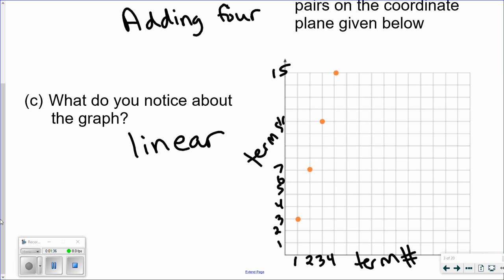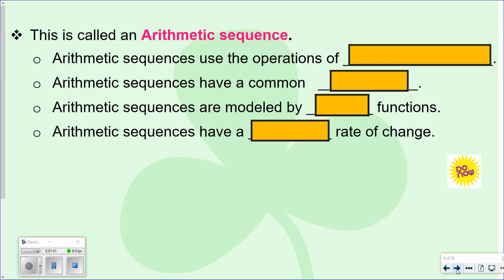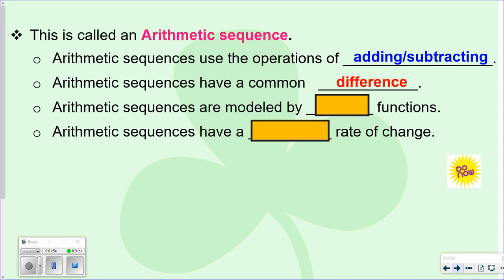This type of sequence is called an arithmetic sequence. So you're going to fill in these spaces. Again, if I move too fast for you, you can stop it, pause it, rewind it. An arithmetic sequence uses the operations of adding and subtracting. In the last example, we added 4. They have what we call a common difference. So in the last example, your common difference was 4. Arithmetic sequences are modeled by linear functions, as we just saw, and arithmetic sequences have a constant rate of change.